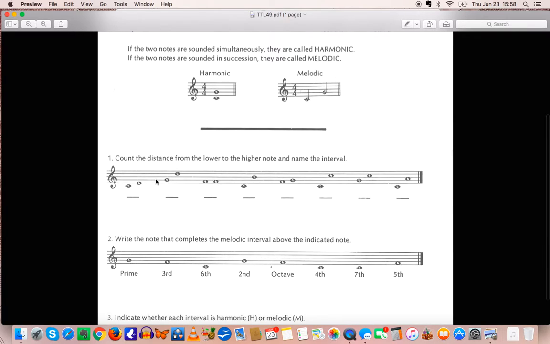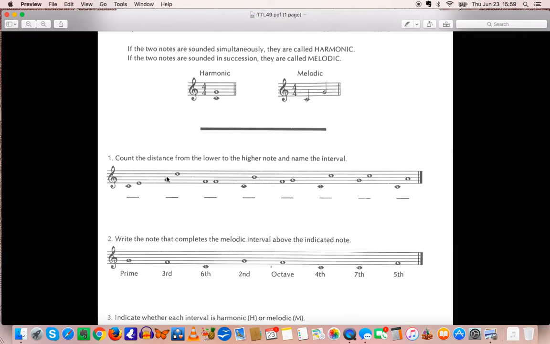And here's some exercises. So you need to count from the lowest note to the highest note. So let's do a couple of these. Let me see how we do this. So we have this note, 1, 2, 3. Maybe C, D is in there, and then E. So from C to E, that would be a third.